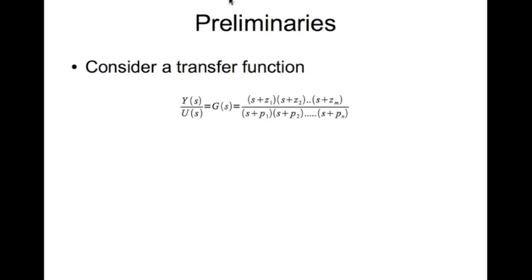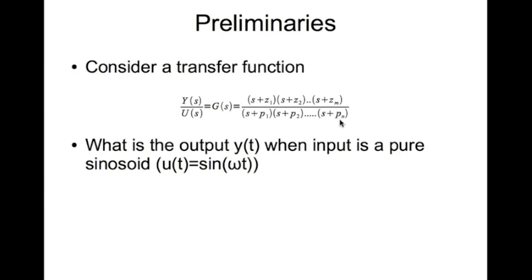Consider a transfer function G(s), which is Y(s) divided by U(s), given by this expression. Here z1, z2 up to zm are the zeros of the transfer function, p1, p2 up to pn are the poles of the transfer function. The question is, what is the output y(t) when the input is a pure sinusoid? So u(t) is sin(omega t).